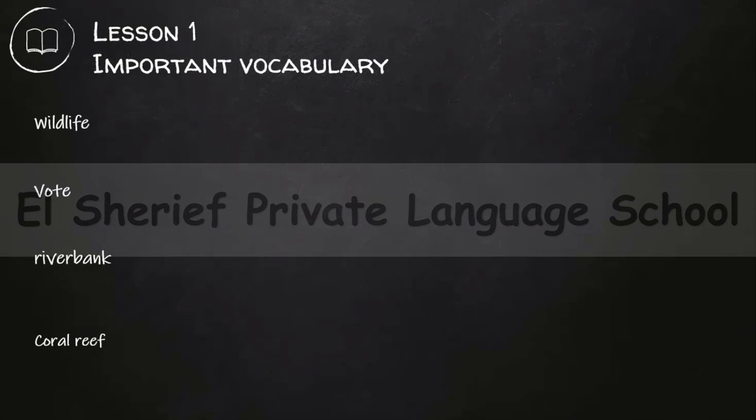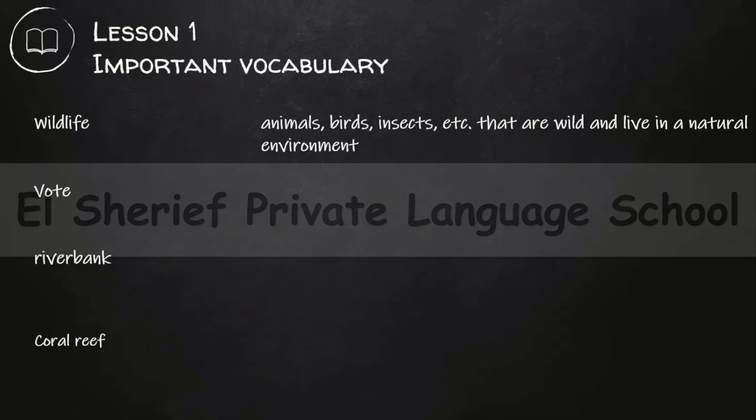Number 1, and it's called wildlife. Wildlife means animals, birds, insects, etc. that are wild and live in a natural environment. And for this, I'm going to give you an example. The forest is home to a wealth of wildlife.